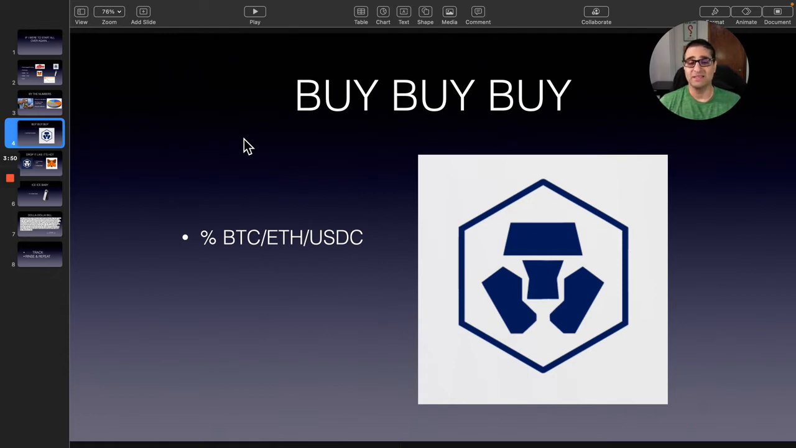But anyways, you need to find out what exchange, where can you go to buy crypto, right? So you've already decided, hey, this is the percentage I can allocate towards crypto investing. This is how much money I can put in on a regular basis.